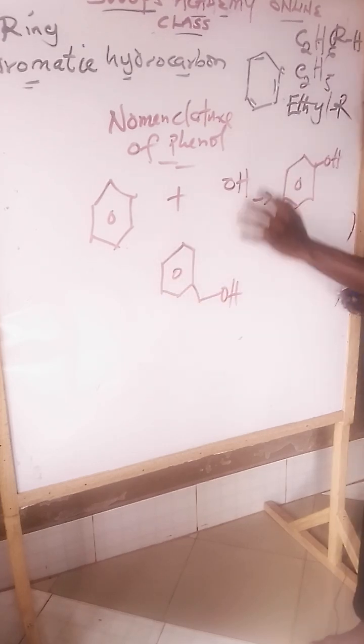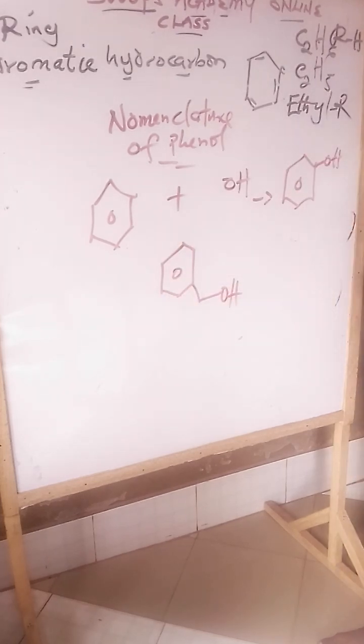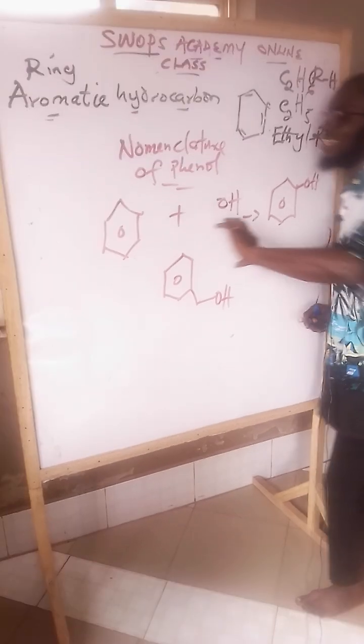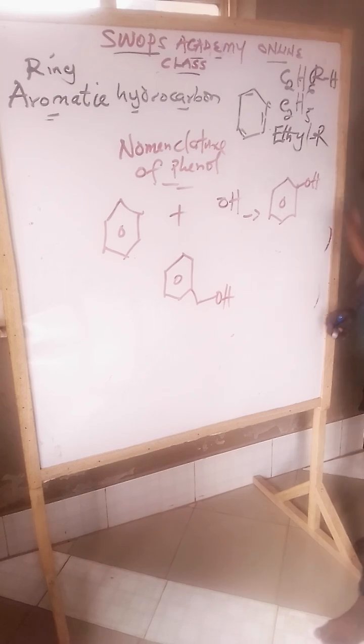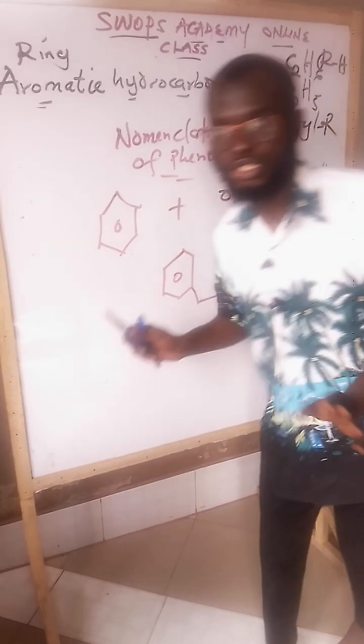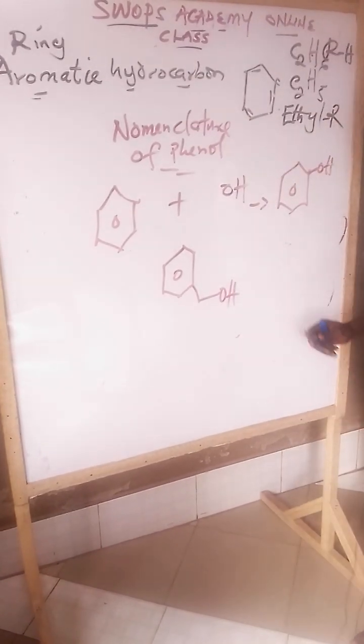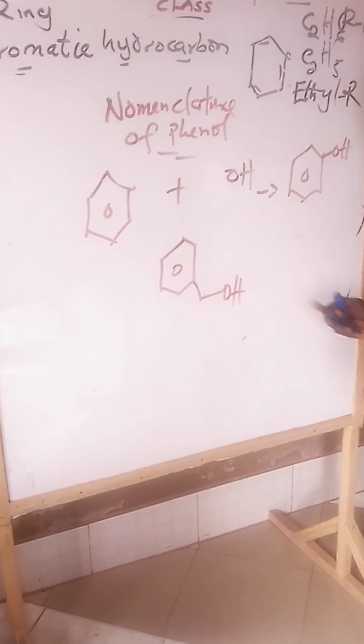We don't call this one phenol. Why? This OH doesn't attach directly to the benzene. Why is this OH attached directly to it? If you know these rules, we are good to go in terms of naming this. Are we together? That's the first rule.